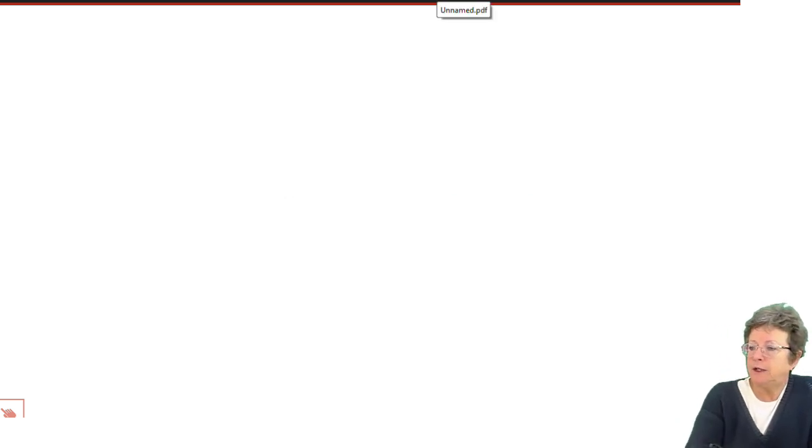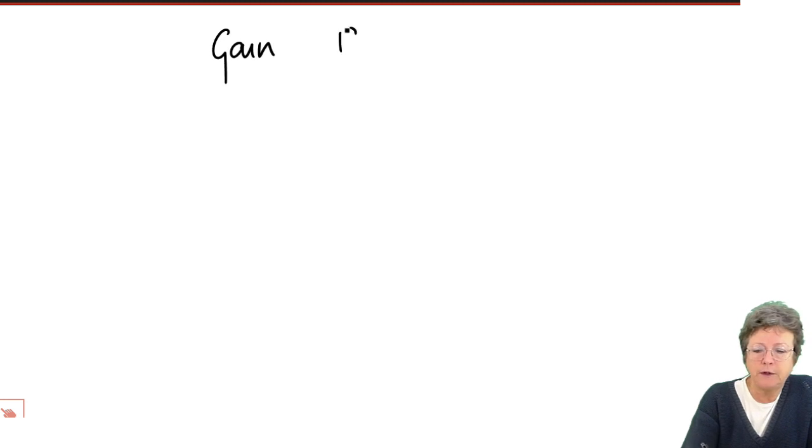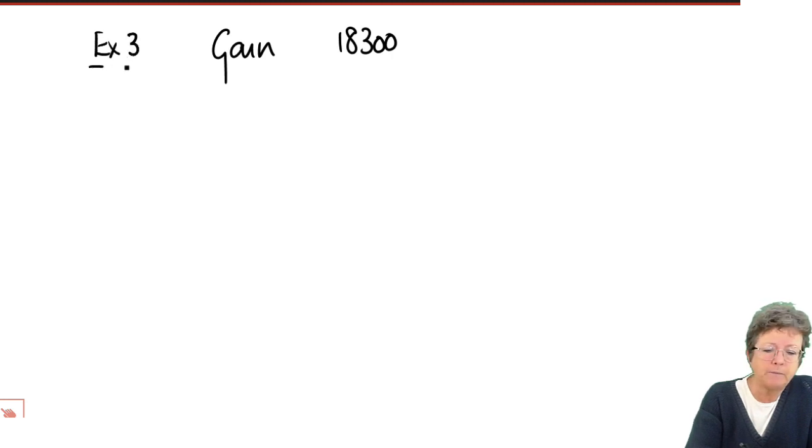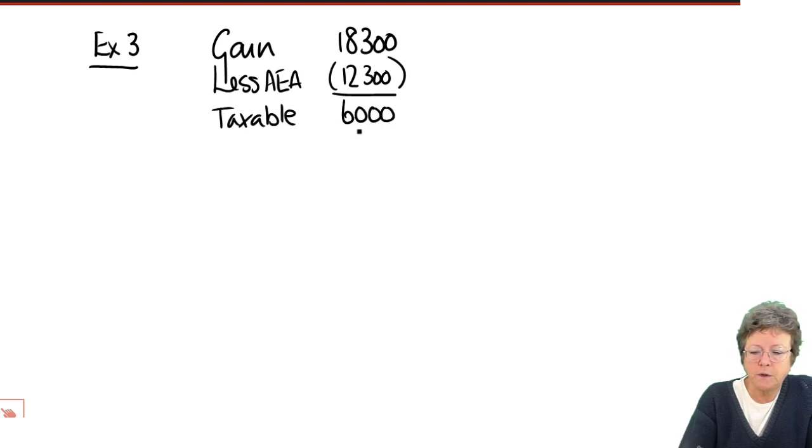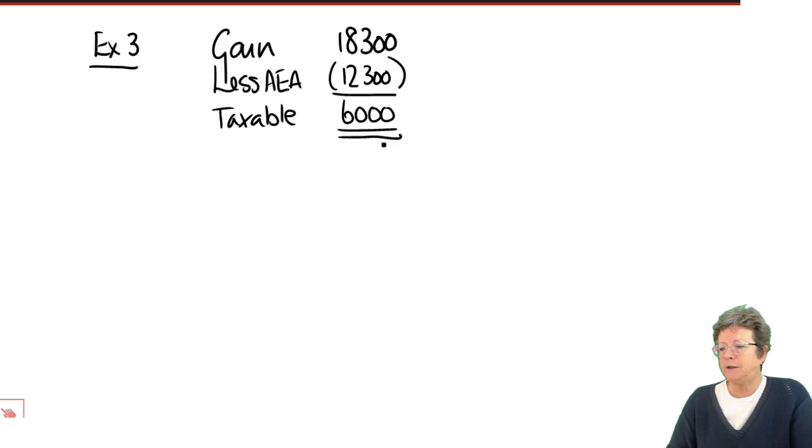So we've got here a gain from the question of 18,300. So this is example number 3. Then we also can deduct from that the annual exempt amount, which is 12,300, which leaves us with taxable gains of 6,000. Now, at what rate will they pay tax?